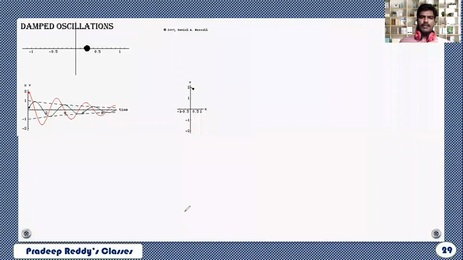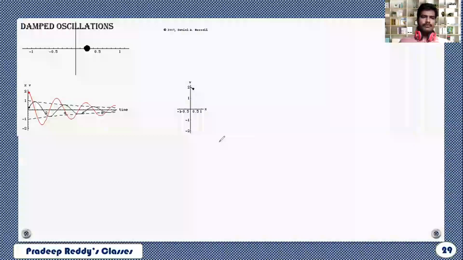Students, in the previous video lecture, we discussed damped oscillations, examples of damped oscillations, and the difference between free oscillations and damped oscillations. Free oscillations are those oscillations whose amplitude remains the same. Damped oscillations are those oscillations whose amplitude decreases with respect to time. Now we will derive the equation of motion of a particle which is executing damped oscillations.